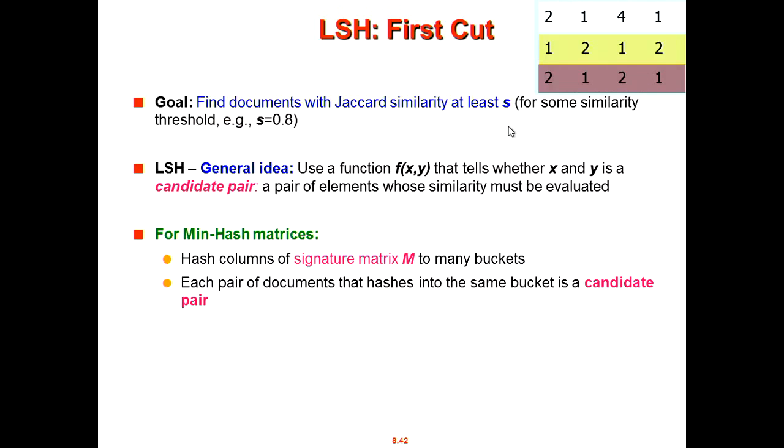So what is LSH, locality sensitive hashing? According to the name, it means that if two documents are close, they have a very high probability to be hashed to the same bucket. That's the major idea. The goal is to find documents with Jaccard similarity at least S. So for LSH, we need a threshold S. This is the original problem: we want to find all the pairs with Jaccard similarity at least S.